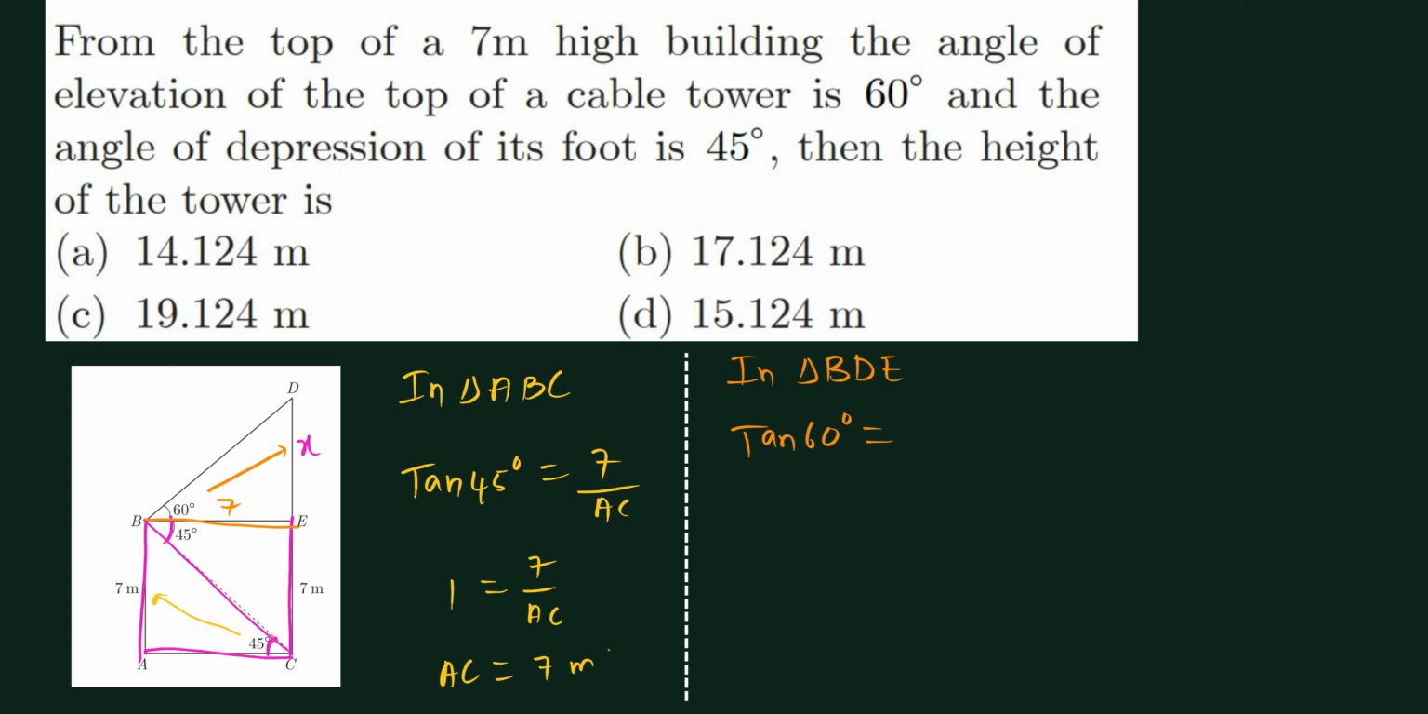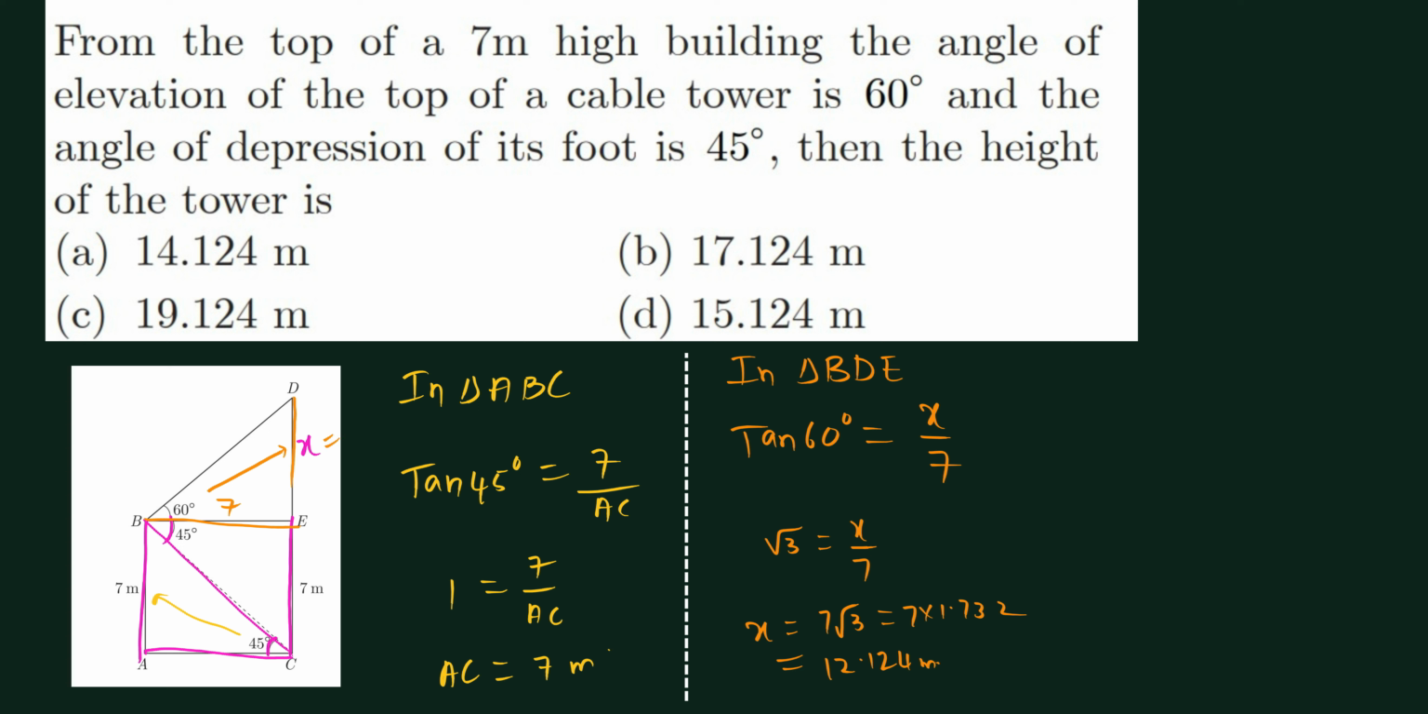opposite is x, adjacent is 7. So x by 7. What is the value of tan 60? Tan 60 value is root 3. So root 3 equal to x by 7. Then x equal to 7 root 3. So what is the value of root 3? 1.732. When you calculate this, you will get 12.124 meter. And this is the value of x.